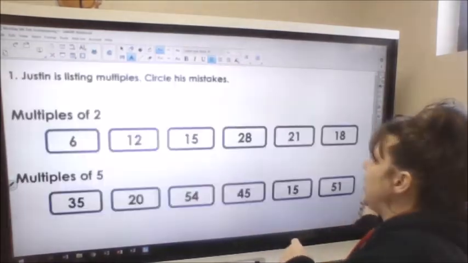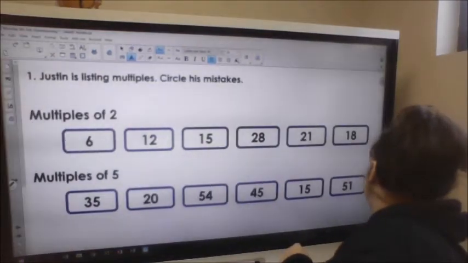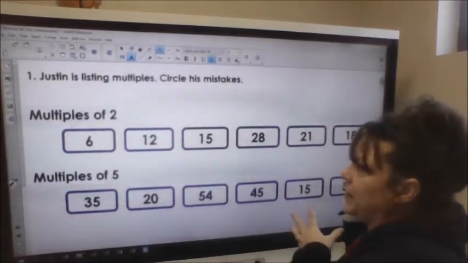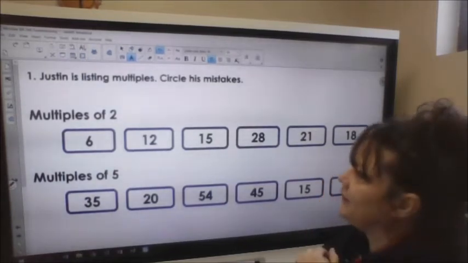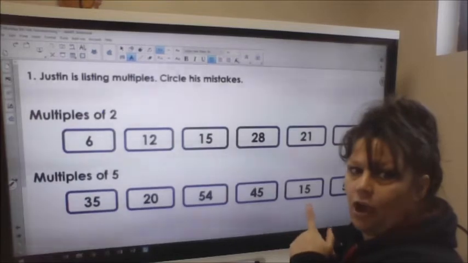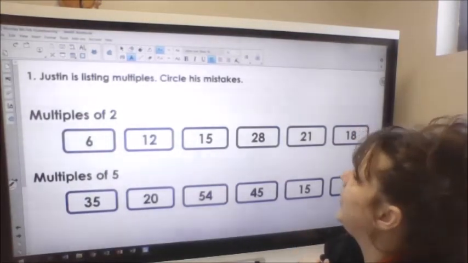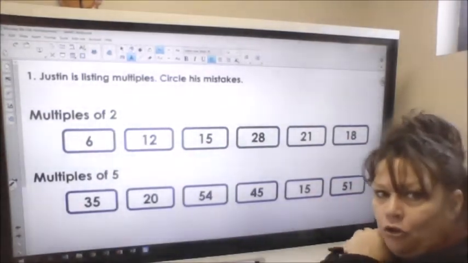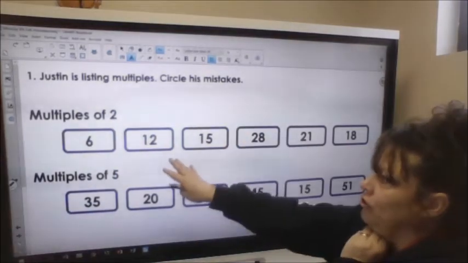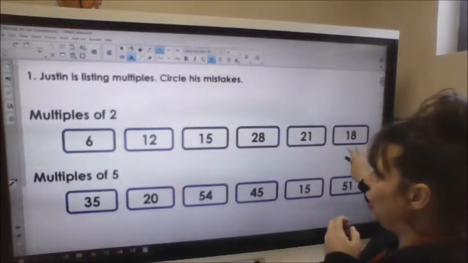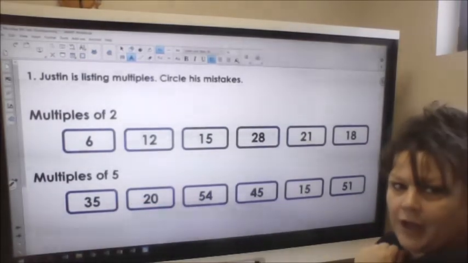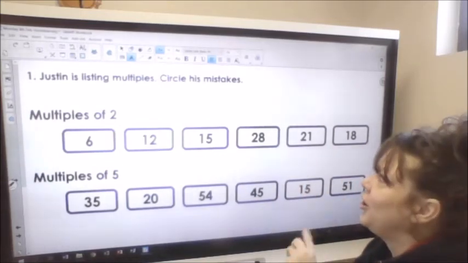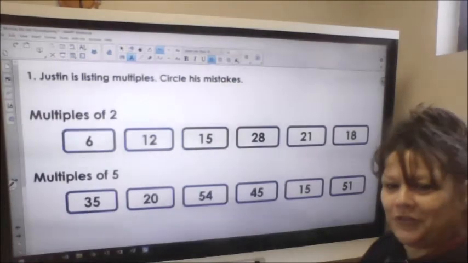So let's have a little look then. Okay, the last question that I want to do. Sorry, it's very long. So it says Justin is listing multiples. So he thinks these are multiples of 2. Okay, so what I want you to have a look at is, in a minute, you're going to freeze the board and you're going to see if you can spot Justin's mistakes in his multiples of 2 and his multiples of 5. Okay, so you're going to write the numbers down, the multiples, and then you're going to circle any mistakes that he's made. Pause the video, off you go.